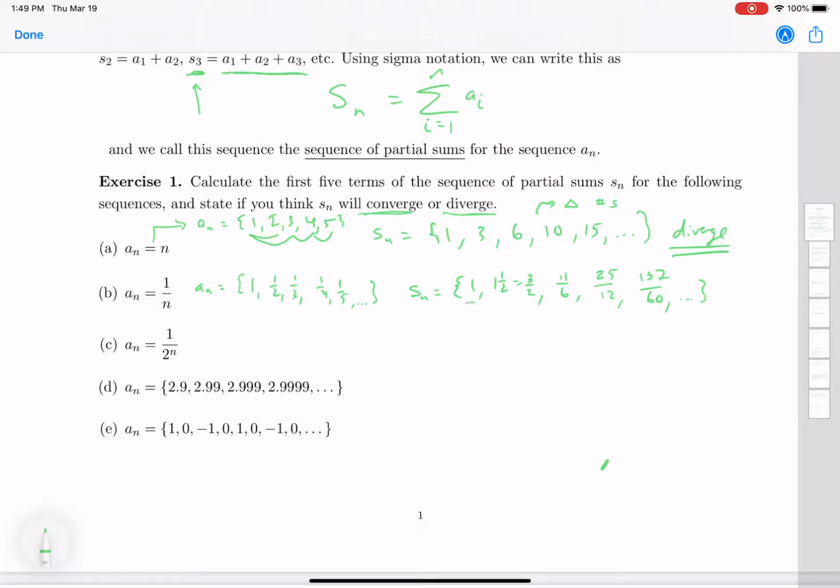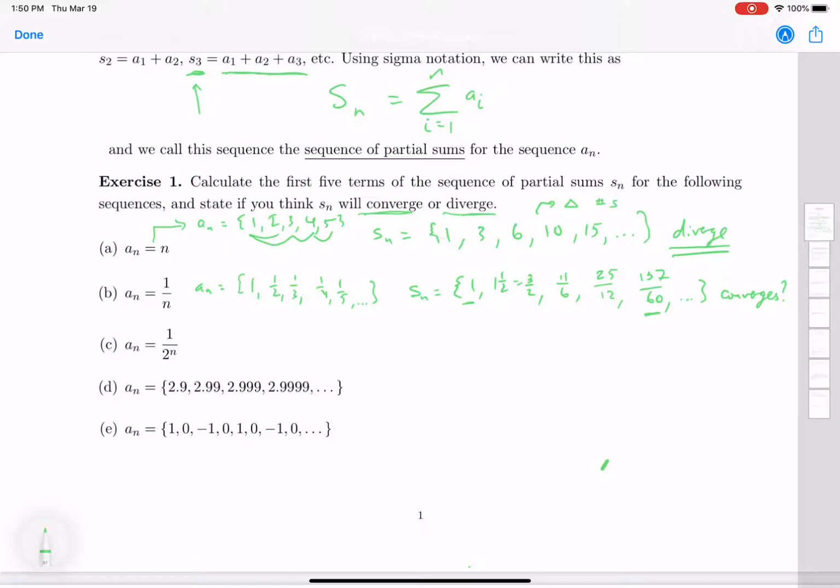This one's kind of hard to say. I mean, we start at 1. Here we're just a little bit over 2. It definitely seems like it's increasing, but the rate at which it's increasing is getting smaller and smaller each time. So I might guess that this one converges, but it's kind of hard to say.